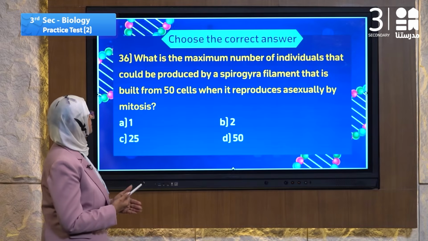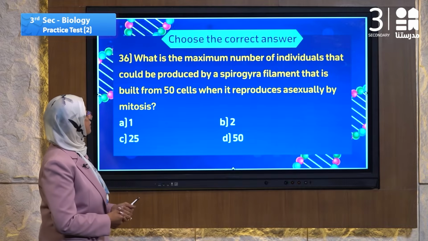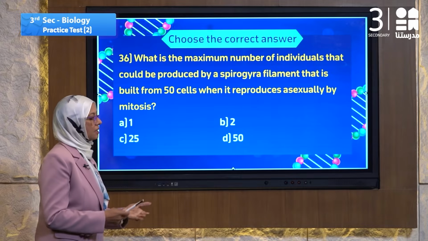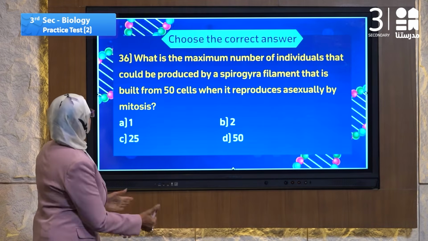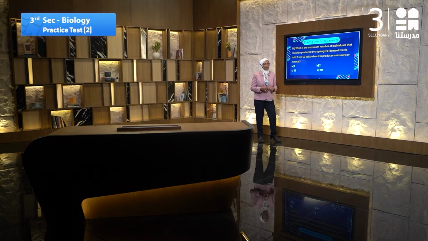Number 36. Question number 36 is about the individuals produced by spirogyra. Let's read the question and know what it needs. What is the maximum number of individuals that could be produced by a spirogyra filament that is built from 50 cells when it reproduces asexually by mitosis? Maximum number of cells produced by 50 cells.